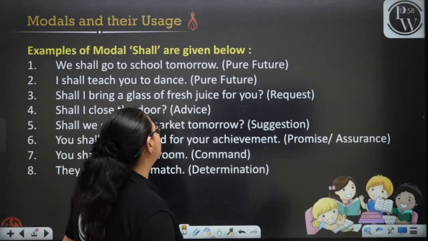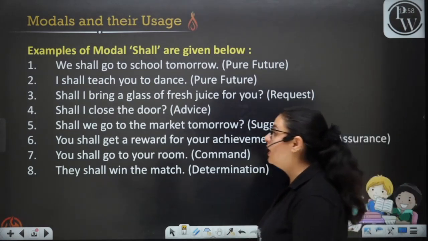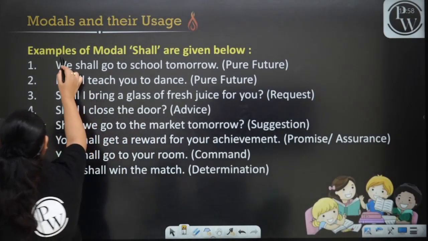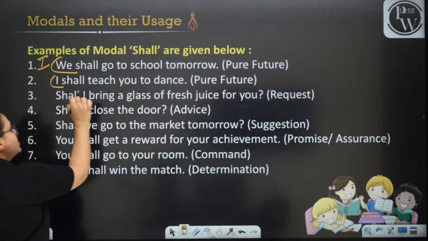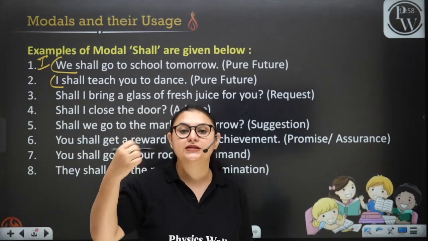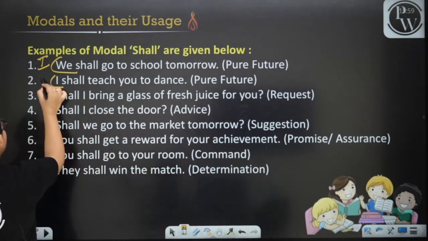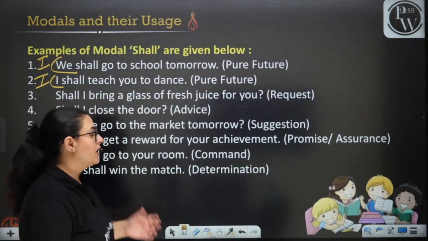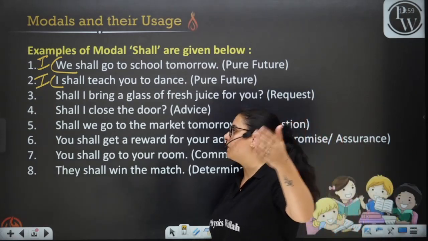We shall go to school tomorrow. This expresses the pure future of we. It means the first person. I shall teach you to dance. This is used to express the future of the first person. This sentence expresses the future of the first person.